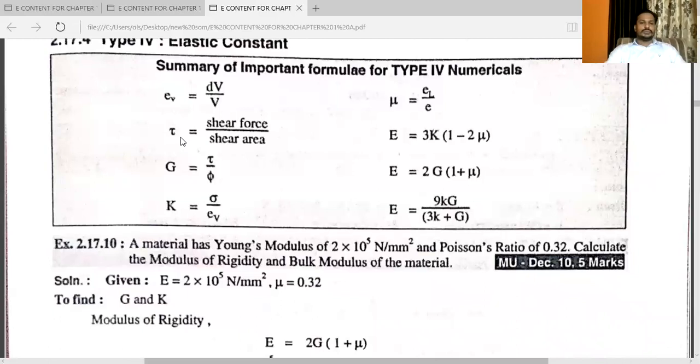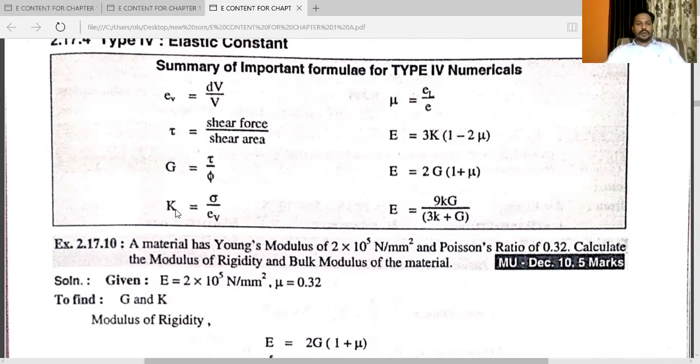Tau is shear force upon shear area. E is equal to 3K in bracket 1 minus 2 mu bracket complete. That is the relation between E and K, that is between modulus of elasticity, Young's modulus, and K, the bulk modulus. G is equal to tau upon phi. The relationship between E and G, the modulus of rigidity, is E is equal to 2G in bracket 1 plus mu.